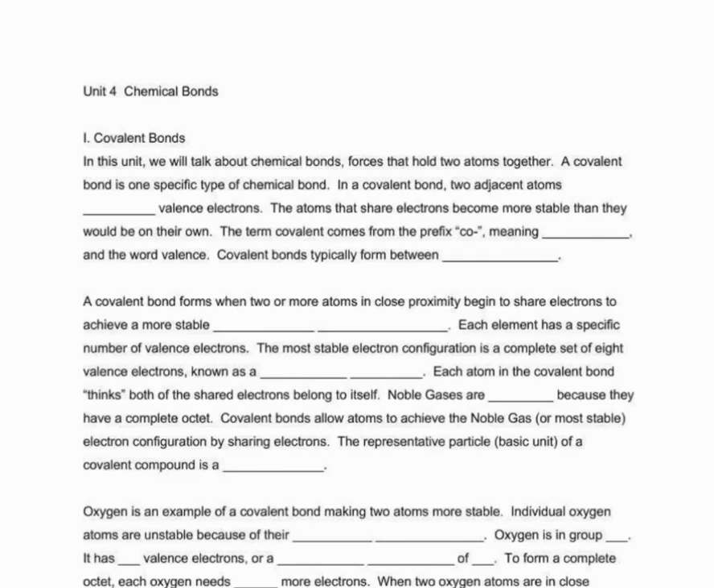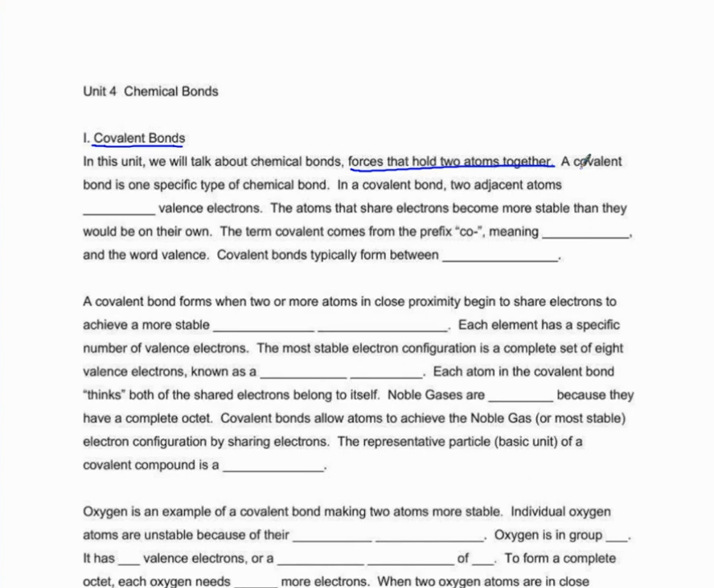Okay, this is ICP Unit 4. We're starting chemical bonds, and we're going to talk about two types of chemical bonds in this unit. The first half of the unit has to do with covalent bonds. A chemical bond is generically a force that holds two atoms together. A covalent bond is one specific type of chemical bond.